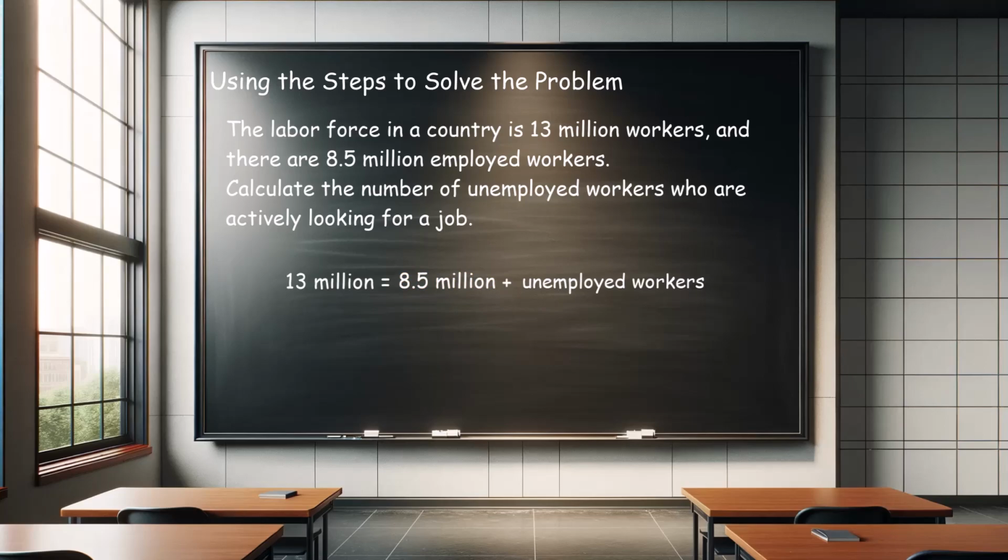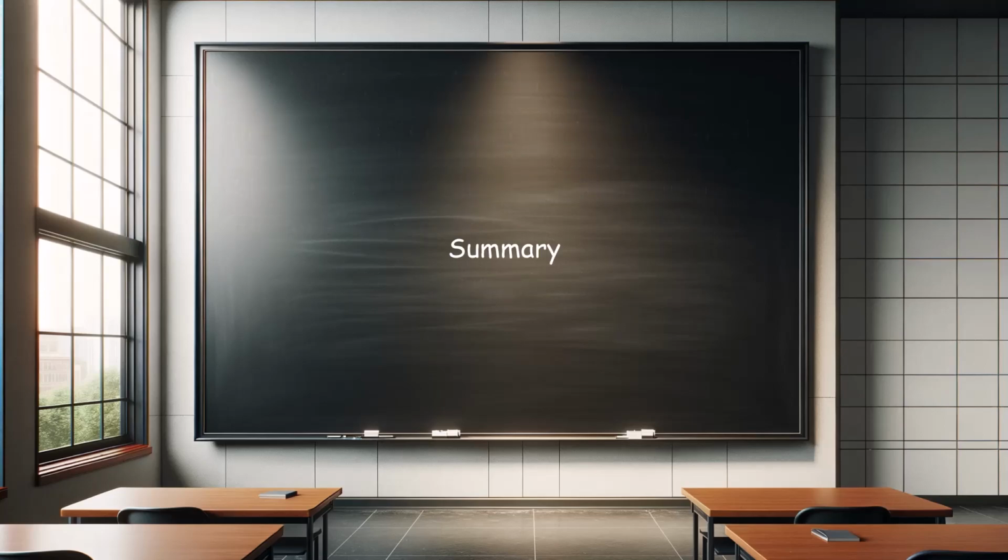Fourth, subtract the number of employed workers from both sides of the equal sign. In this example, the number of employed workers is 8.5 million workers. So let's subtract 8.5 million workers from both sides of the equal sign, leaving 0 employed workers on the right side of the equal sign and 4.5 million unemployed workers on the left-hand side of the equal sign.